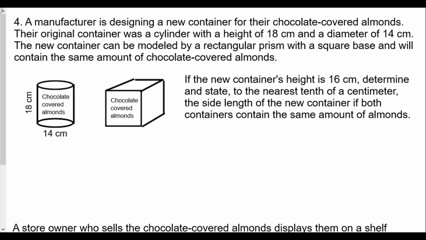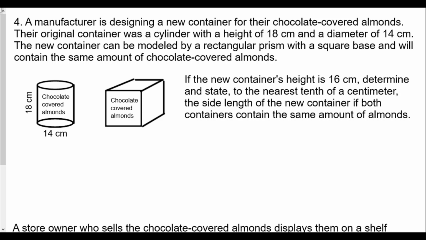The new container can be modeled by a rectangular prism with a square base and can still contain the same amount of chocolate covered almonds. So if the new container's height is 16 centimeters, determine and state to the nearest tenth of a centimeter the side length of a new container if both containers contain the same amount of almonds. Now, let's be very clear. There's going to be gaps in between, and so we're going to just take it to heart that the same number of almonds means the same volume.